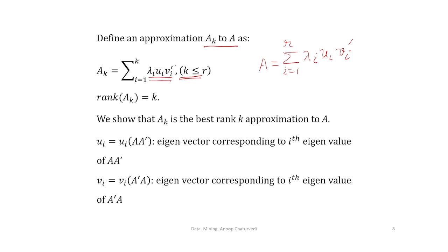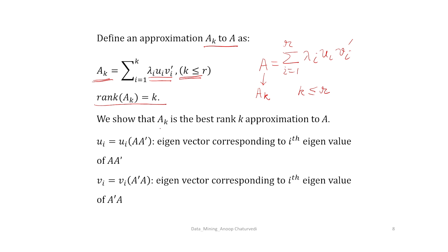So, this matrix A_k is of rank k. So, you are approximating a matrix of rank r by a matrix of rank k, where k is less than or equal to r. That is why this approximation is called reduced rank approximation.